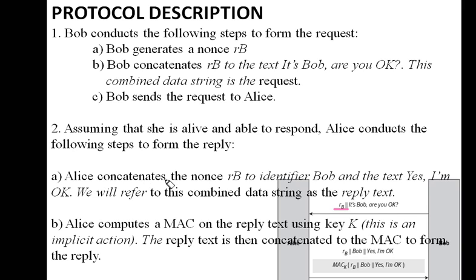Alice concatenates the nonce RB to identifier B and the text "Yes, I am okay." We will refer to this combined data string as the reply text. Alice computes a MAC on the reply text using key K. The reply text is then concatenated to the MAC to form the reply.